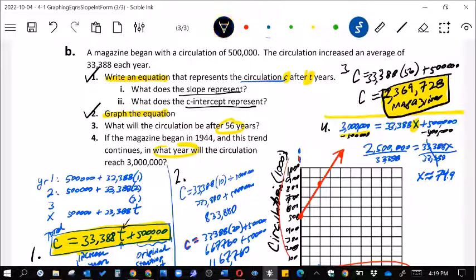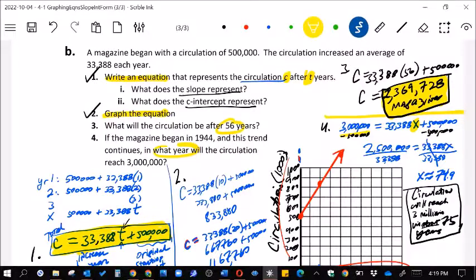So say circulation will reach 3 million in about 75 years. Almost 75 years later. About covers the approximation for it. Something that would make sense for that.